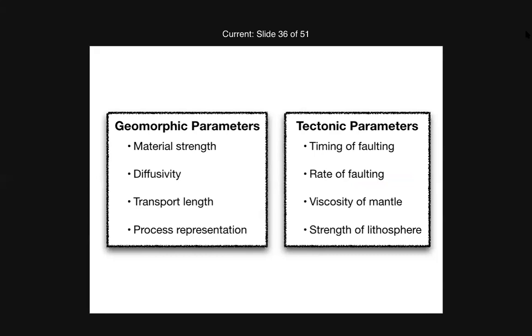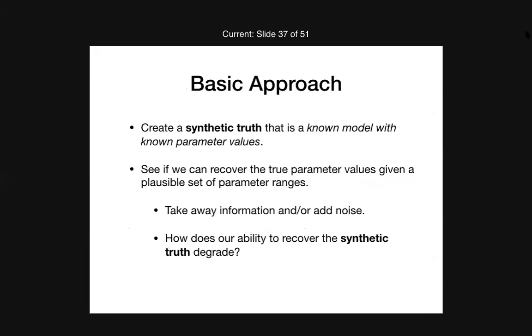So in this experiment, what I'm going to do is create a synthetic truth that's based on a known model with known parameter values. And I'm going to test how well I can recover the true parameter values given a plausible parameter range. Then I'm going to look at what happens when I add noise and use that to constrain our ability to use landscape evolution models to recover this desired information.